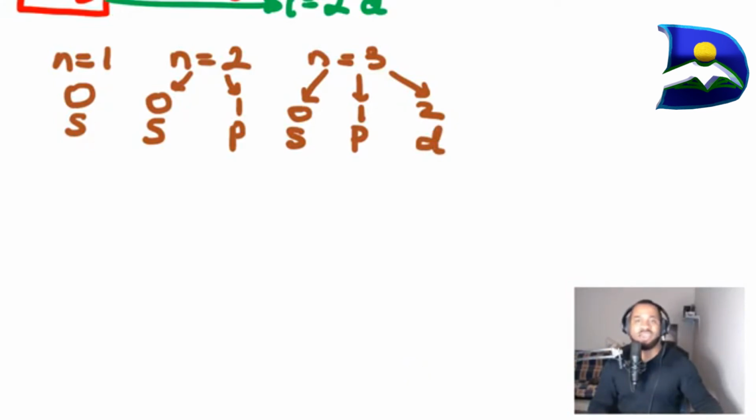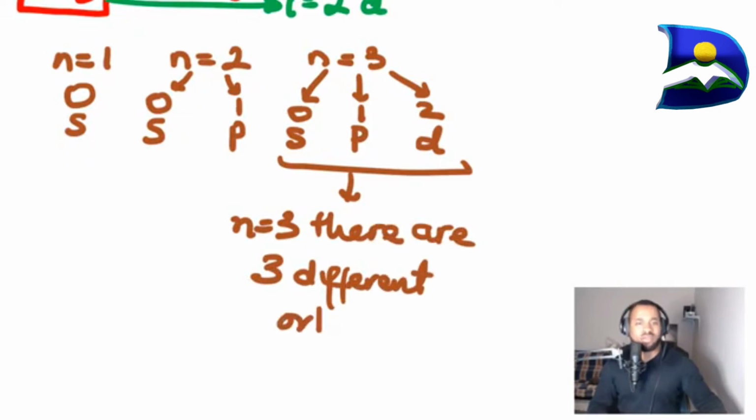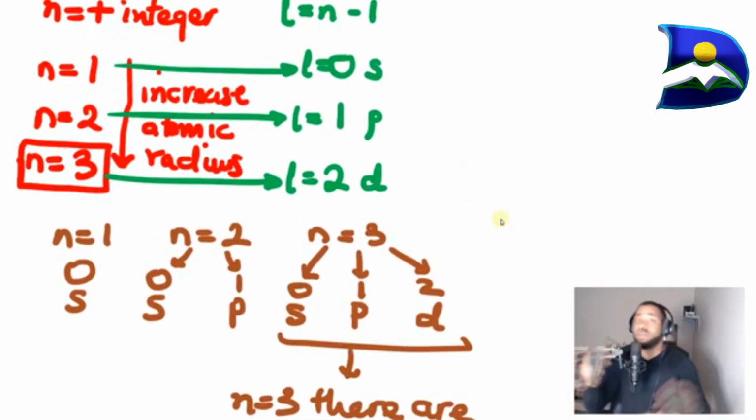Our answer is that for n equals 3, there are 3 different orbitals present in that energy level. And that is how it's done for other types of orbitals. When n equals 4, what will L be? L will be equal to 3, which represents our f orbital.